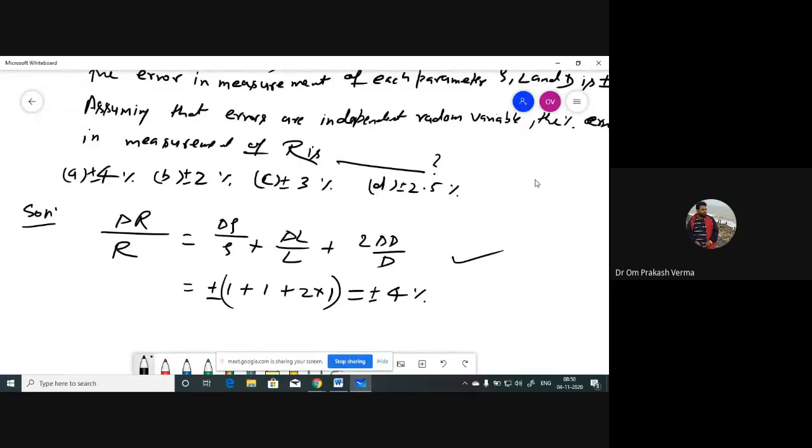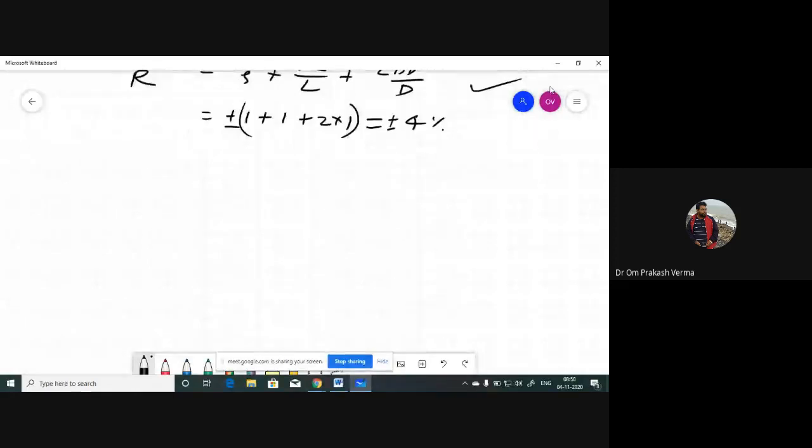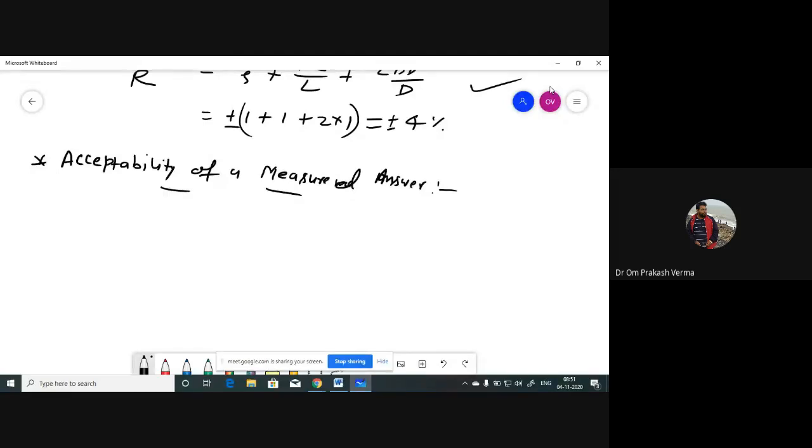Okay. So now I am coming to the next part, that is the acceptability of a measured answer. You must have heard these days of 6 sigma, 3 sigma, 2 sigma. Have you heard like that? Yes or no?